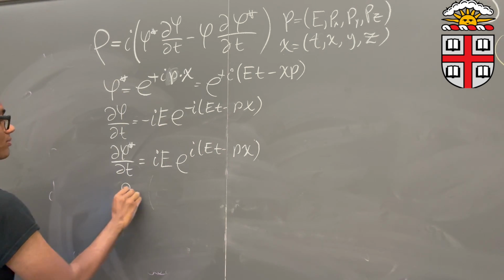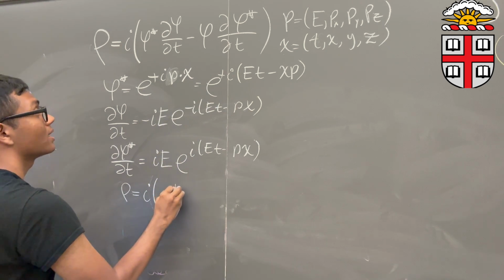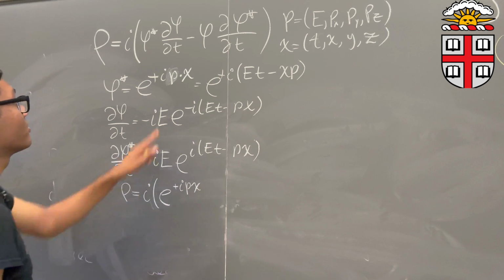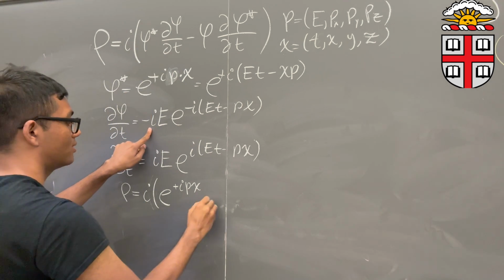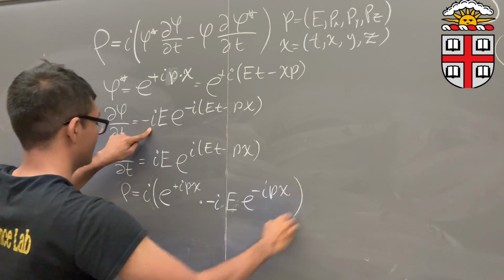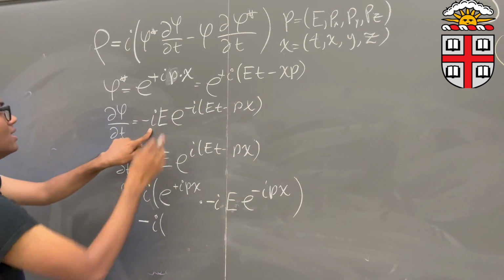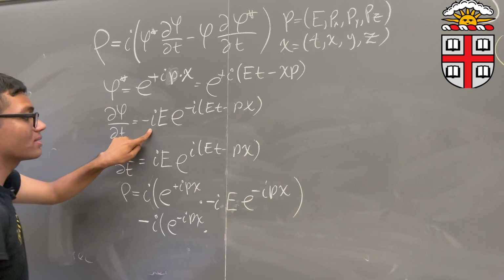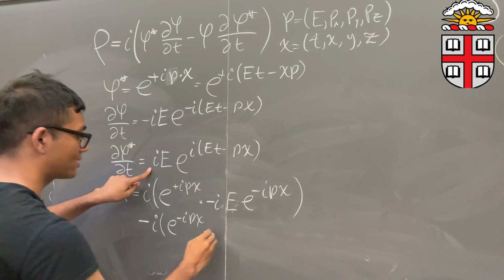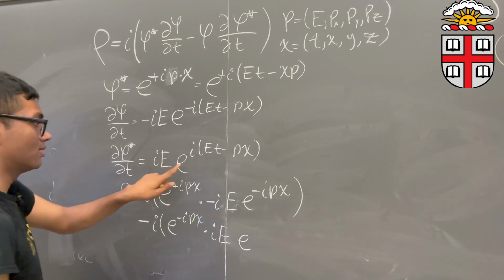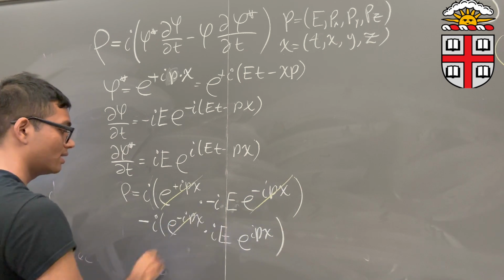Okay, so now let's just plug it in. We have the probability density equal to i times the psi conjugate, which is just e to the plus i px, multiplied with this right here. So this is psi conjugate multiplied with the temporal derivative shown here, minus iE e to the minus ipx. And then I have minus i times phi, what is phi if not e to the minus ipx, multiplied by the temporal derivative for phi conjugate, so that's going to be iE times e to the ipx. So these two give us 1, and these two give us 1.